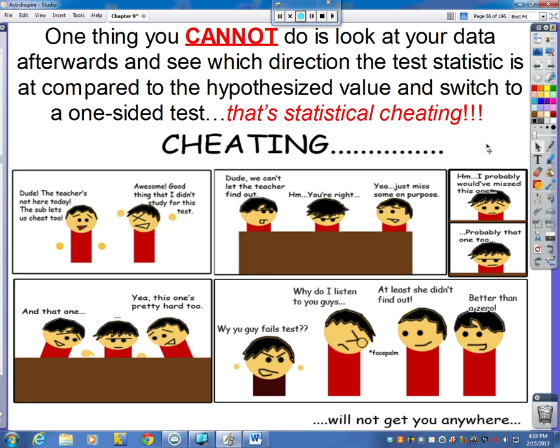Now, if you roll the die, let's say 100 times, and you find out a 1 happens fewer than 1 in 6 times, then you can't go back later and change that not equal to sign in your alternate hypothesis to a less than sign, because that is statistical cheating. So if you don't know which way it's going to go, then you must use the not equal to sign.